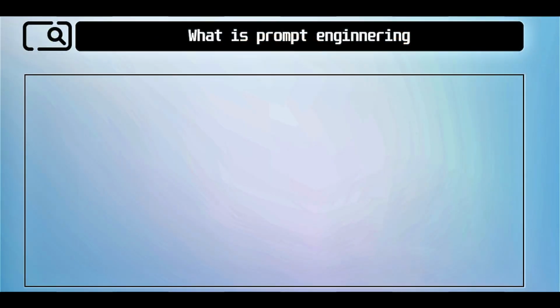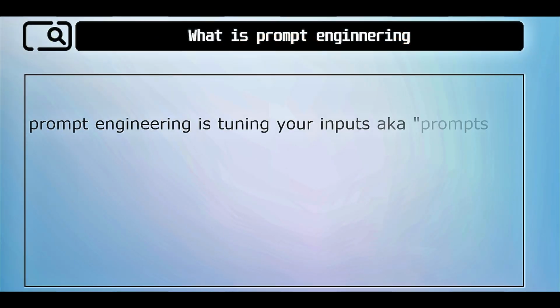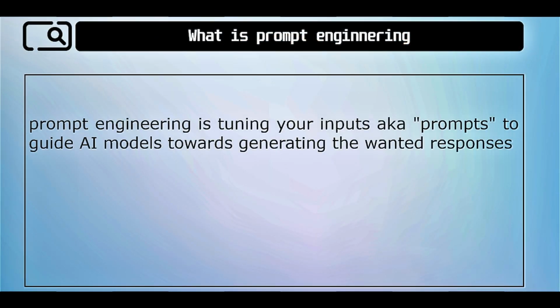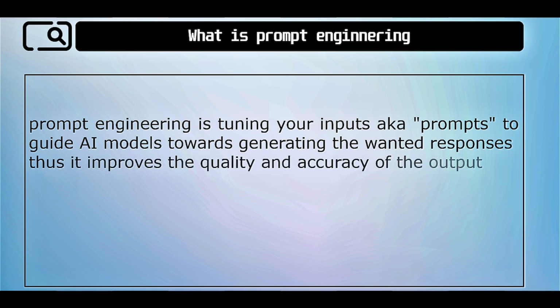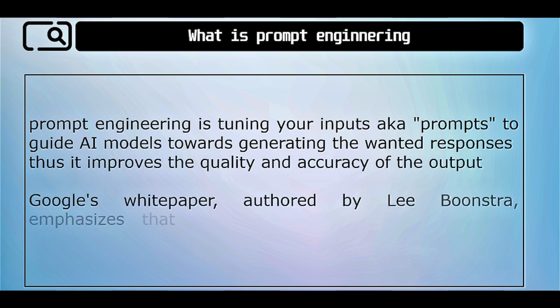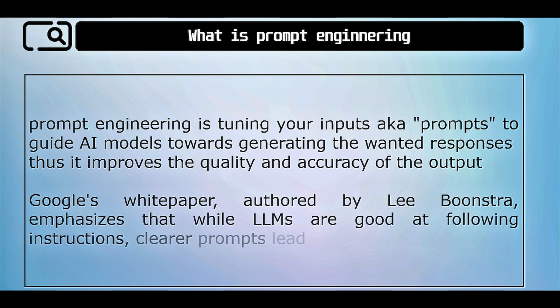First, what is prompt engineering? Prompt engineering is tuning your inputs, aka prompts, to guide AI models towards getting the wanted responses. Thus, it improves the quality and accuracy of the output, and Google's white paper, authored by Lee Bonstra, emphasizes that while LLMs are good at following instructions, clearer prompts lead to better predictions.